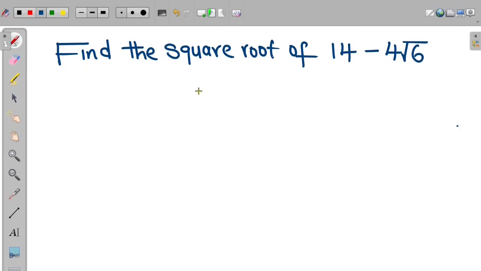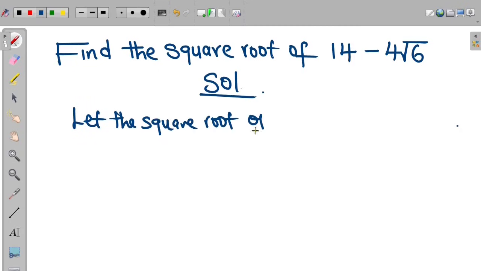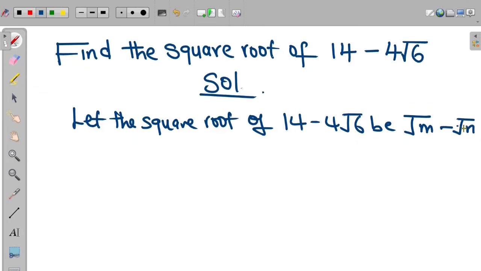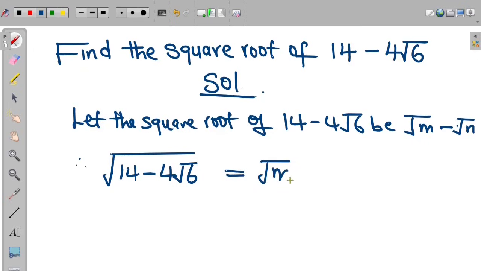So in this question, we are asked to find the square root of 14 minus 4 root 6. So we have that, let the square root of 14 minus 4 root 6 be root m minus root n. That is to mean that the root of 14 minus 4 root 6 will be equal to root m minus root n. The first step here is that we are going to square both sides.